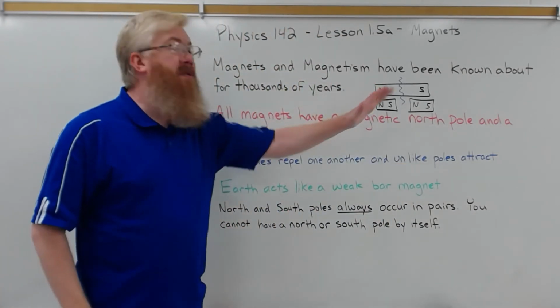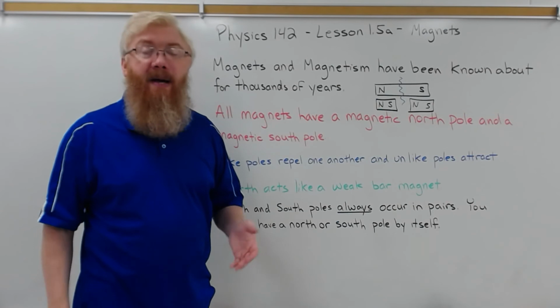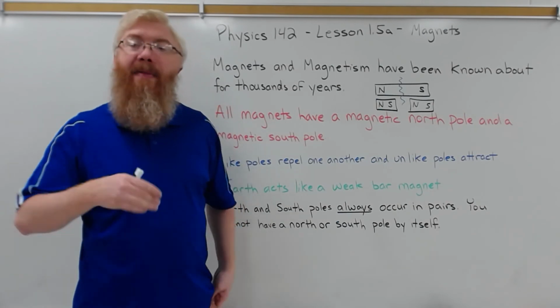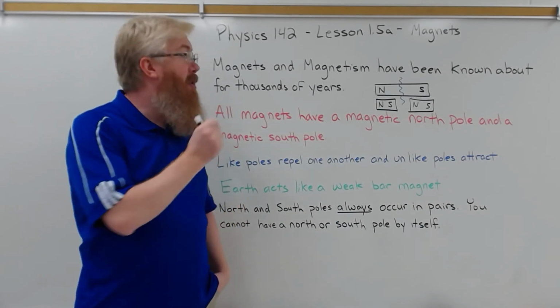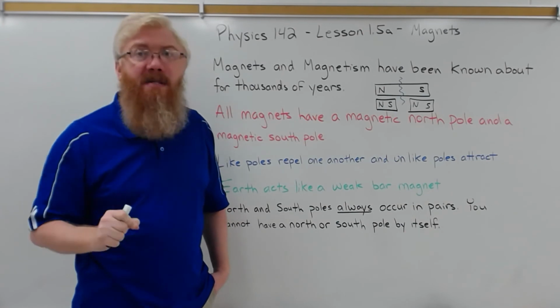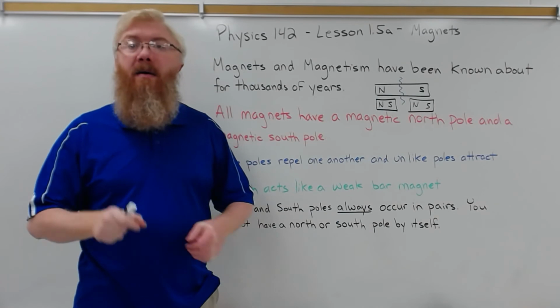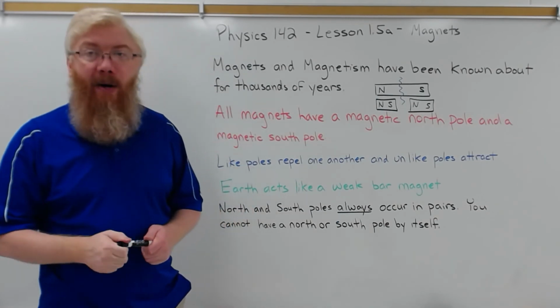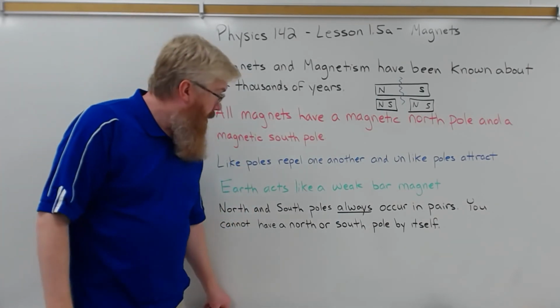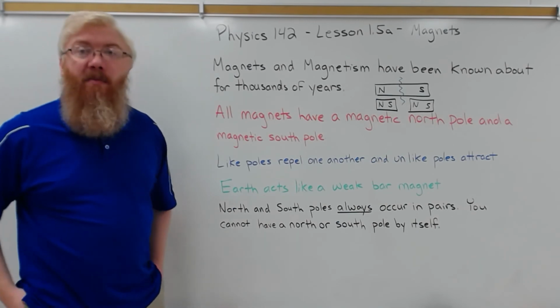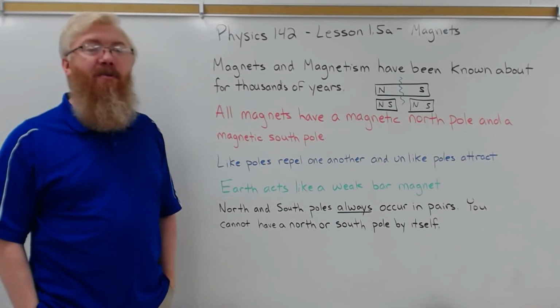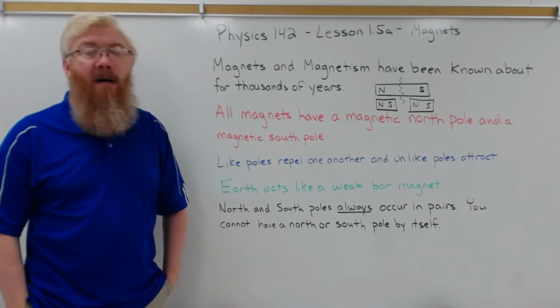Now I can cut those in half, and then I would end up with four magnets, each with a north and south pole. And that continues on until you can cut it down to the individual atoms themselves. It can be thought of as having a north pole and a south pole for those atoms that have magnetic properties. So this is the concept of magnets. You've probably played with magnets. All of you, I'm sure, have used magnets at some point in time.